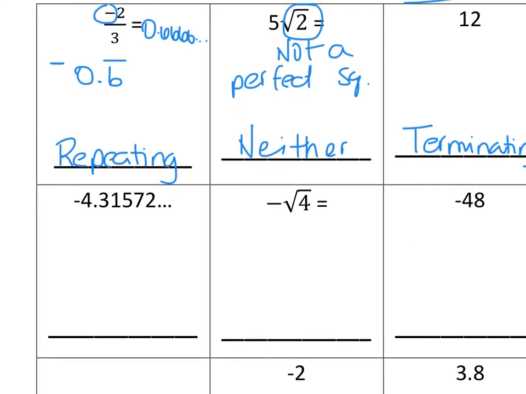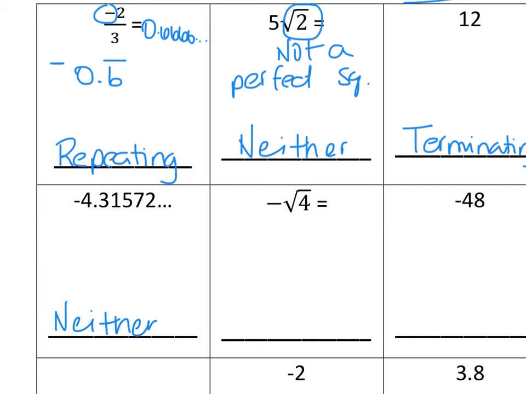So we're going to take a look at the negative 4.31572... These 3 dots mean that it goes on forever, but we don't see a pattern in the numbers. None of the numbers are repeating in the same pattern. So then this one, it's not terminating, it's not repeating, it would fall under the neither category.